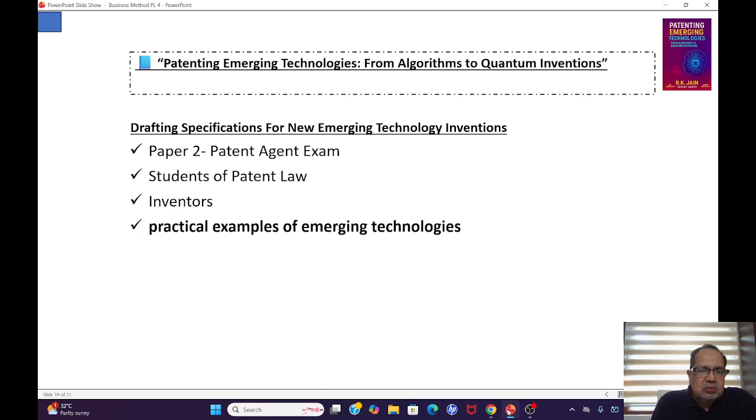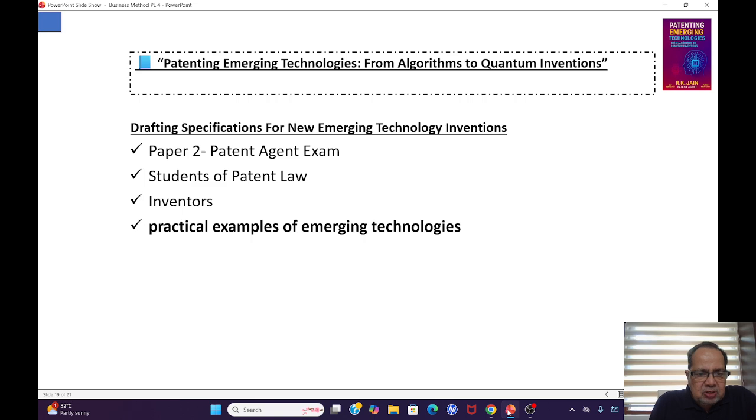This book will also help you strategize and draft specifications for the new emerging technology inventions. And as mentioned, this book would be helpful for the patent agent exam aspirants, especially in the new format, and the students of patent law, primarily because this is the era of new emerging technologies. So if you want to really stay abreast, then you better equip yourself with the knowledge for patenting these new emerging technologies and the requirements of the patent office.